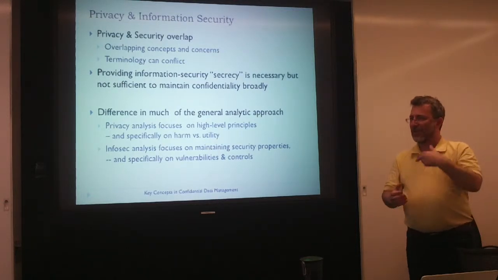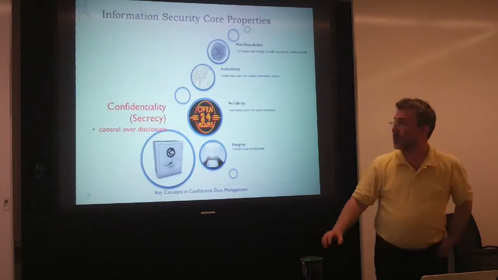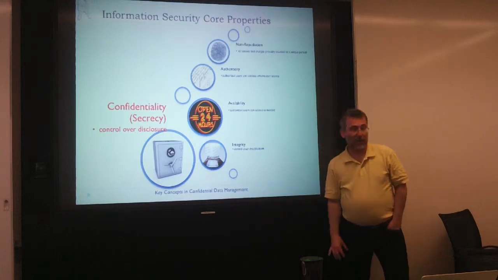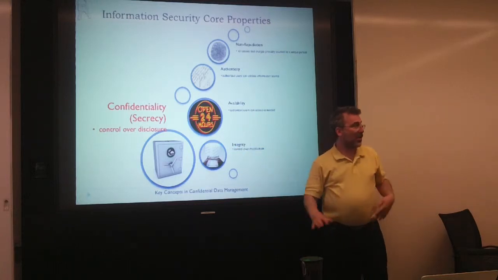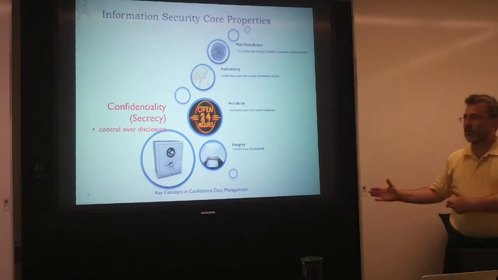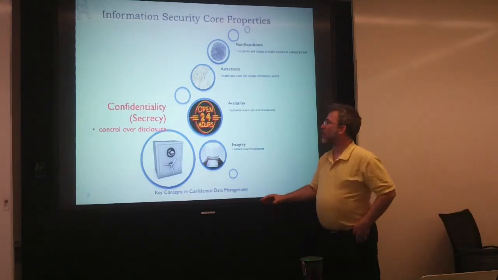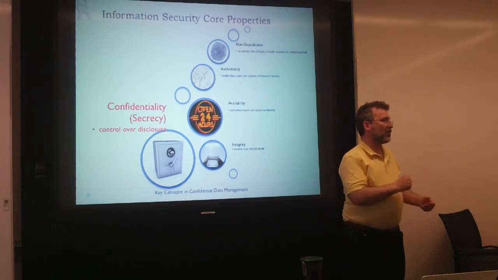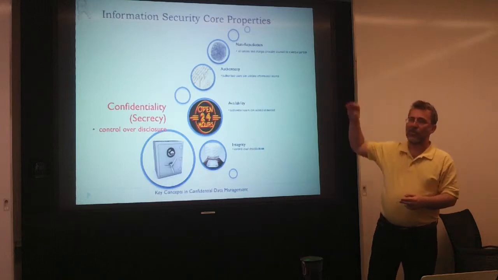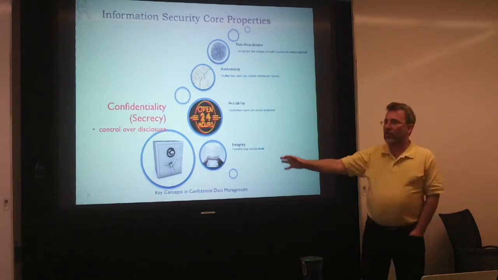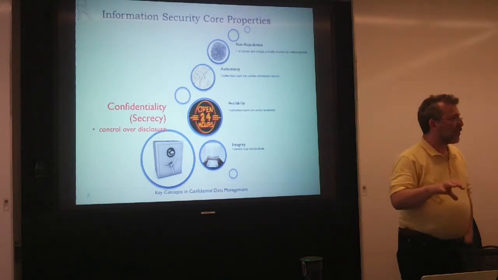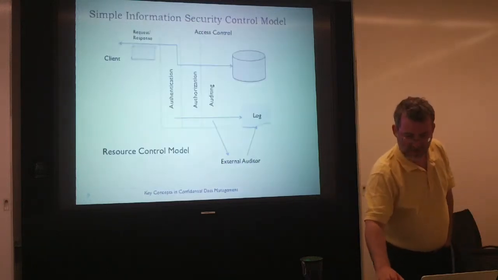So the different scope, different set of definitions, and the key properties in information security are things like confidentiality or secrecy, exposing information only to those who are authorized to get it, and that's important for us. And then there are things like integrity, which means that information can't be altered, availability, authenticity, non-repudiation. These are mostly orthogonal concerns, but you want your information security system to have these.